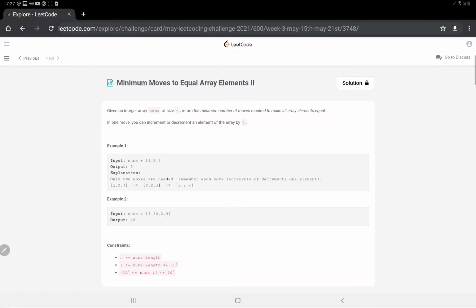The question for today is Minimum Moves to Equal Array Elements 2. So this is the question. The question statement is that given an integer array nums of size n, we have to return the minimum number of moves required to make all the array elements equal. And in one move, we can increment or decrement an element of the array by one.